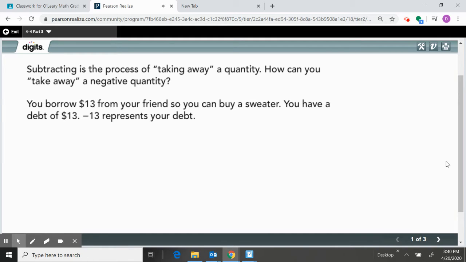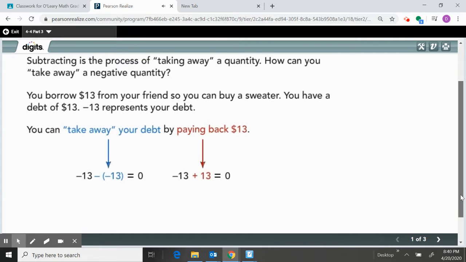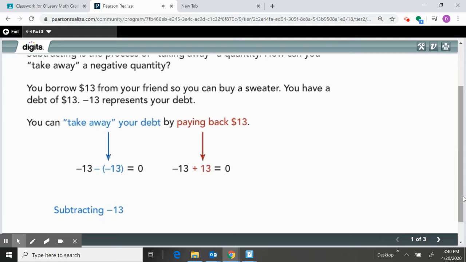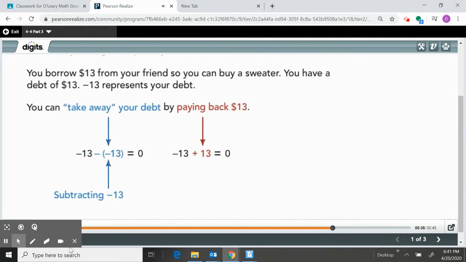You borrow $13 from your friend so you can buy a sweater. You have a debt of $13. Negative 13 represents your debt. You can take away your debt by paying back $13. Subtracting negative 13 is the same as adding the opposite of negative 13.